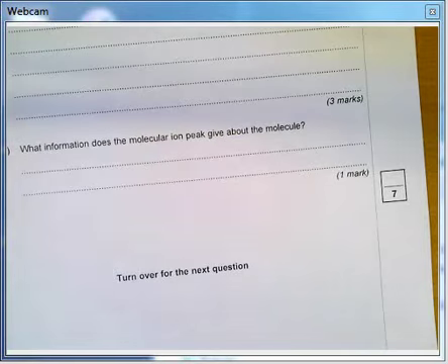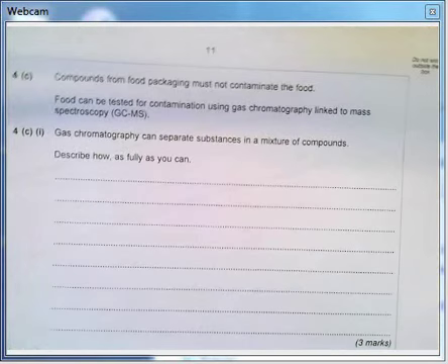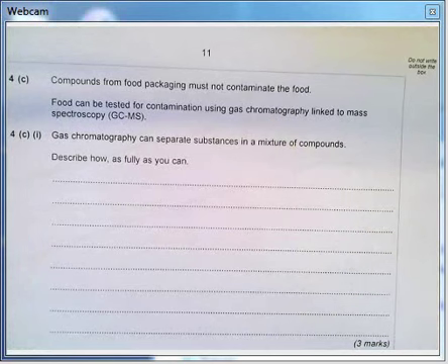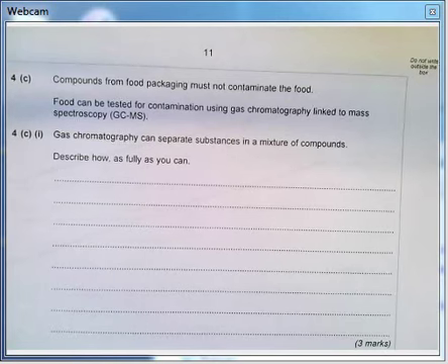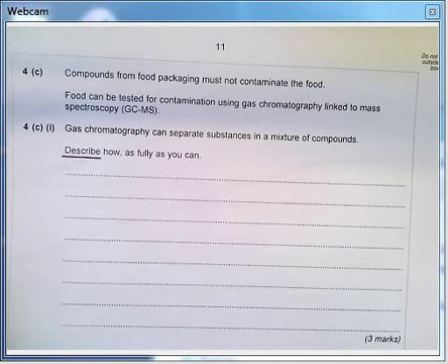Okay, so this question over here has a bit about gas chromatography. It says compounds from food packaging must not contaminate the food. Food can be tested for contamination using gas chromatography linked to mass spectroscopy. So that's what the GCMS stands for, gas chromatography, mass spectroscopy. Gas chromatography can separate substances in a mixture of compounds. Describe how as fully as you can. So let's describe. We're not explaining how it works, we've just got to describe what actually happens.